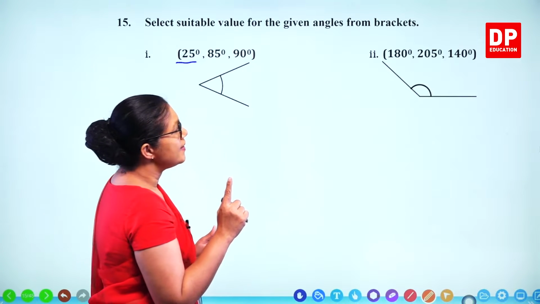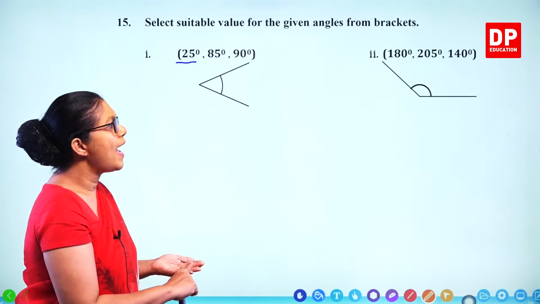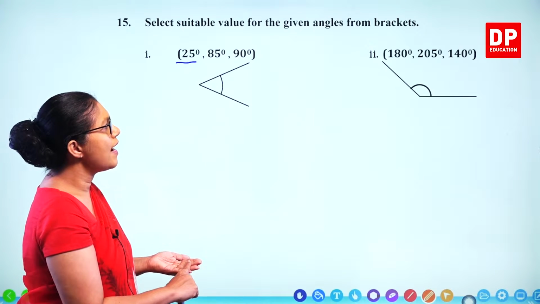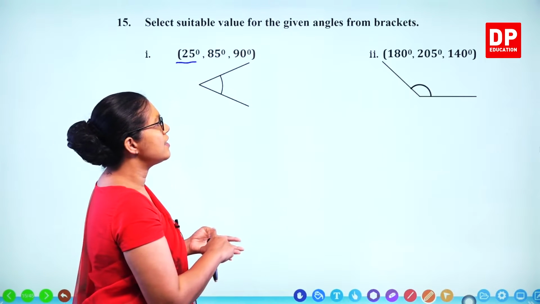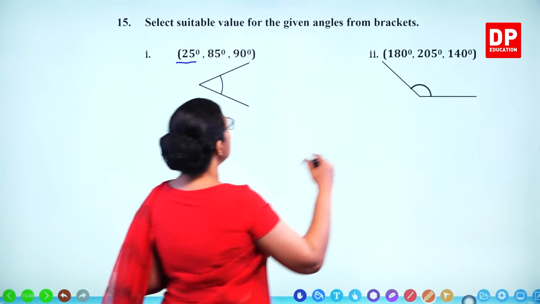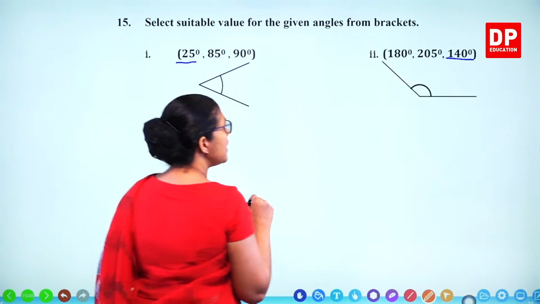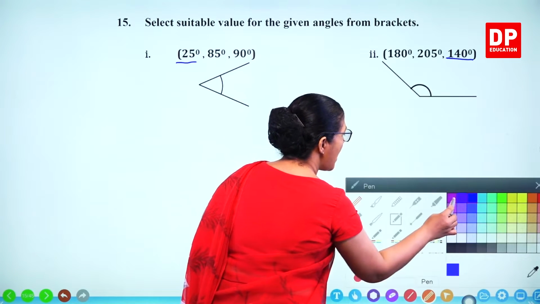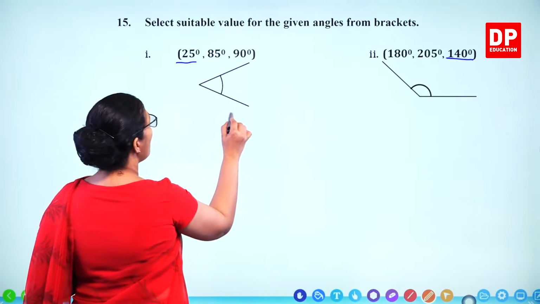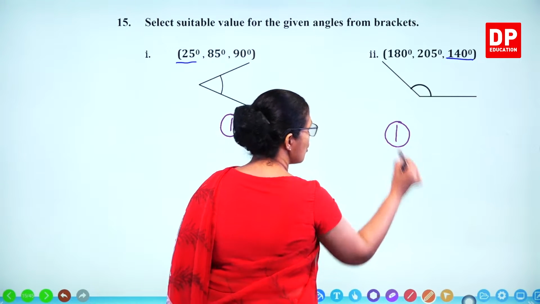What about this one? This is an obtuse angle. More than 90, less than 180. Not 180, not 205. So this should be 140. That's an obtuse angle. 1 mark each you are getting.